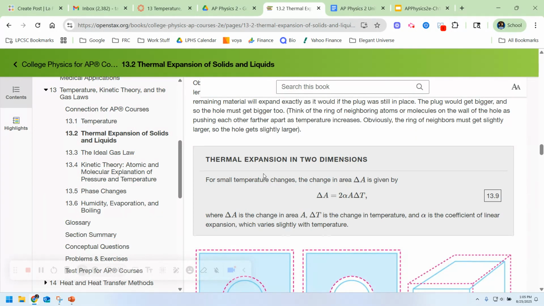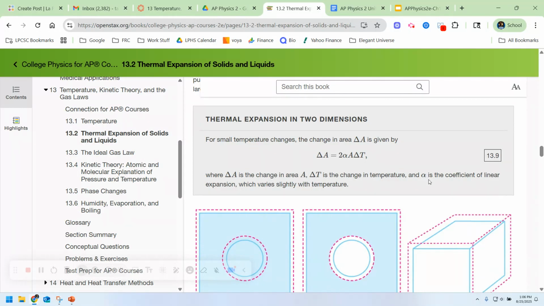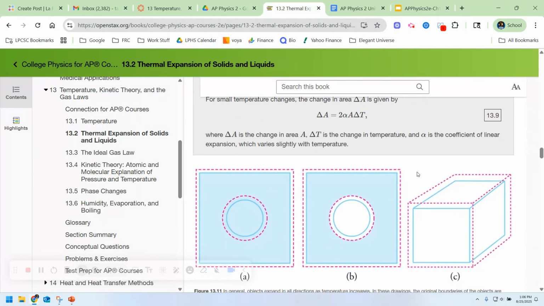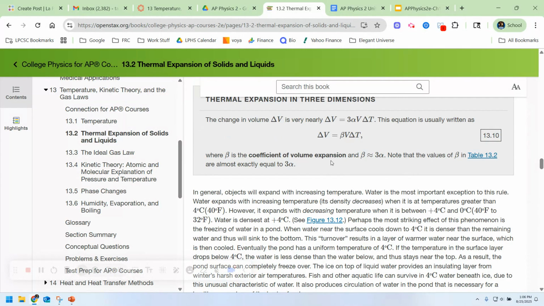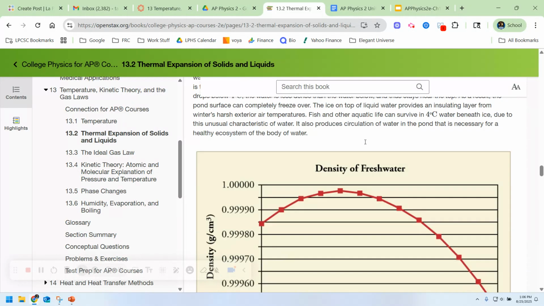You need to write down the cross-sectional area. The change in area is equal to 2 times alpha times the initial area times the change in temperature. And so remember, if something gets colder, that's a negative temperature change, okay? And alpha is the coefficient of linear expansion. And so for 2 dimensions, we have 2 times alpha. For 3 dimensions, we have 3 times alpha. Those are the formulas, just jot those down.